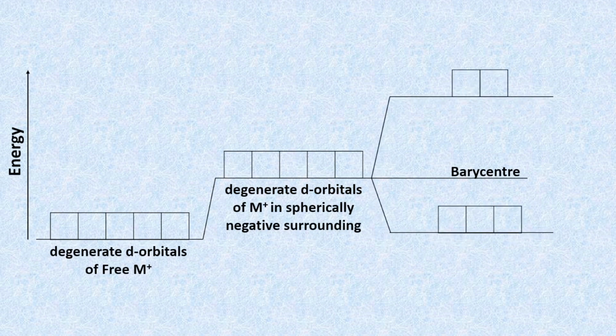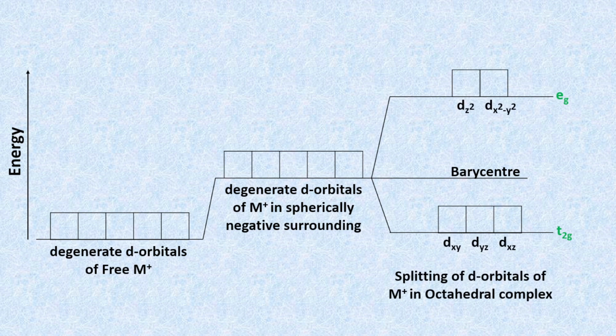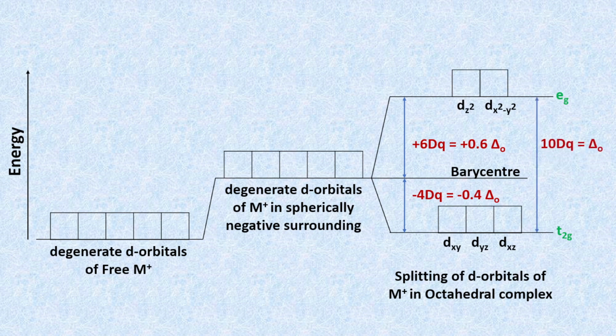doubly degenerate Eg orbitals of higher energy and triply degenerate T2g orbitals of lower energy. The energy of the Eg orbitals is 6 Dq above the hypothetical degenerate d orbitals, and the T2g orbitals are 4 Dq below the hypothetical degenerate d orbitals. The difference in the energy of the two sets of d orbitals is called crystal field splitting energy, and it is denoted as delta O or 10 Dq.